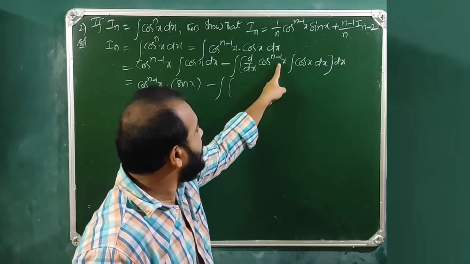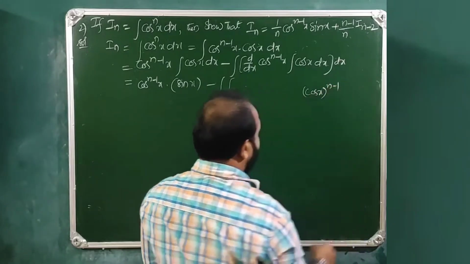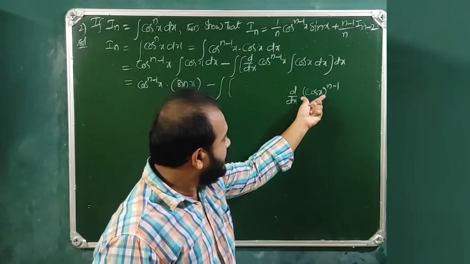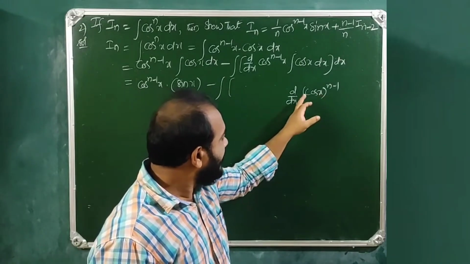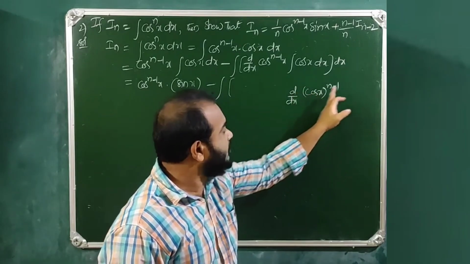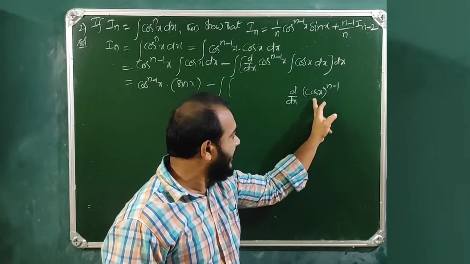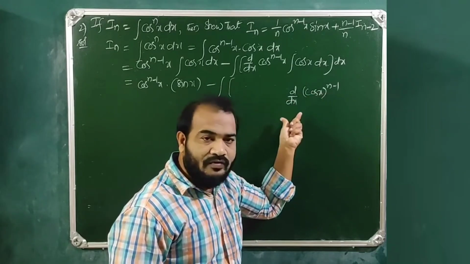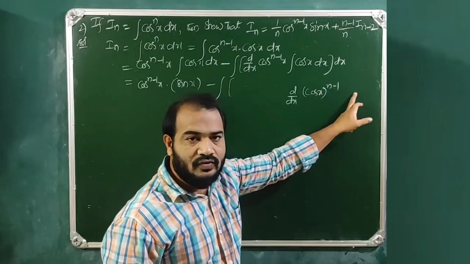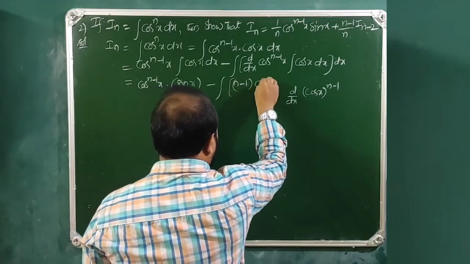So cos power n minus 1x can be assumed as cos x whole power n minus 1. Let us suppose cos x to be x. Then it is d by dx of x power n minus 1. We have a formula for d by dx of x power n: n into x power n minus 1. So d by dx of x power n minus 1, n minus 1 will come forward: n minus 1 into cos x whole power n minus 1 minus 1, so n minus 2. So n minus 1 into cos power n minus 2x.